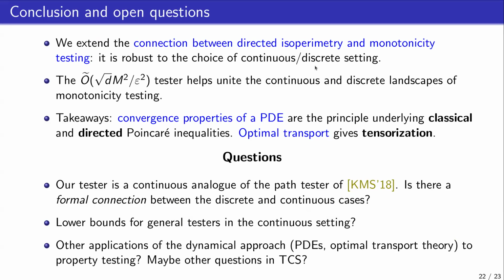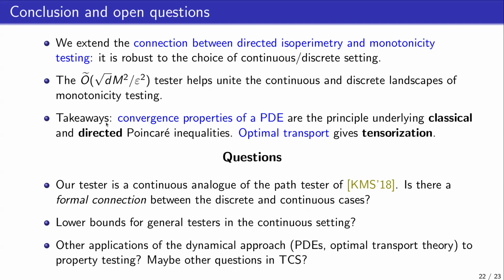So even if at the moment we don't have an implication between the two, it's interesting that the ideas, it really does seem like there's a fundamental connection that is robust even to the choice of setting here. And in particular, the fact that we got this square root D tester seems to help unite what we know about the continuous world with what we know about the discrete world.